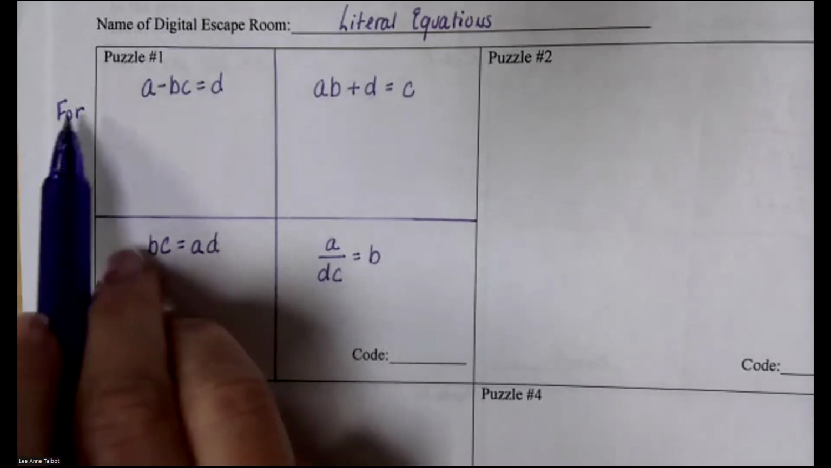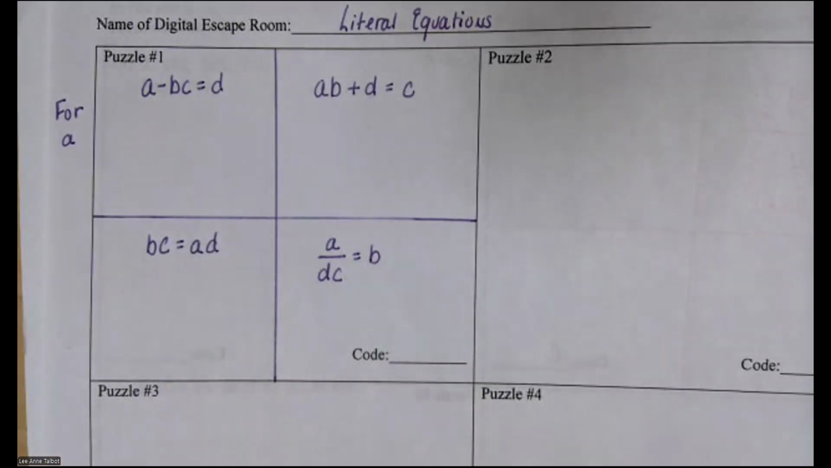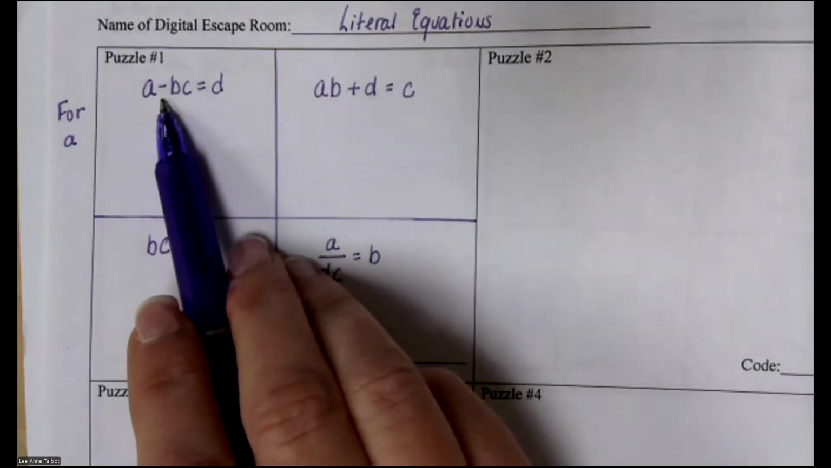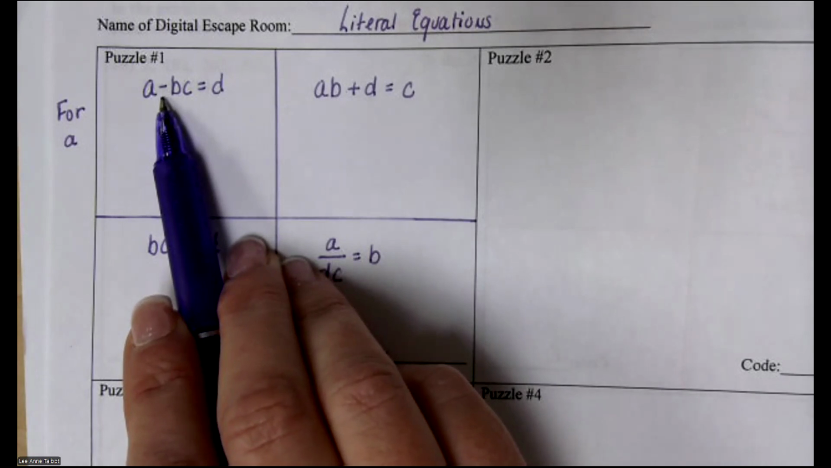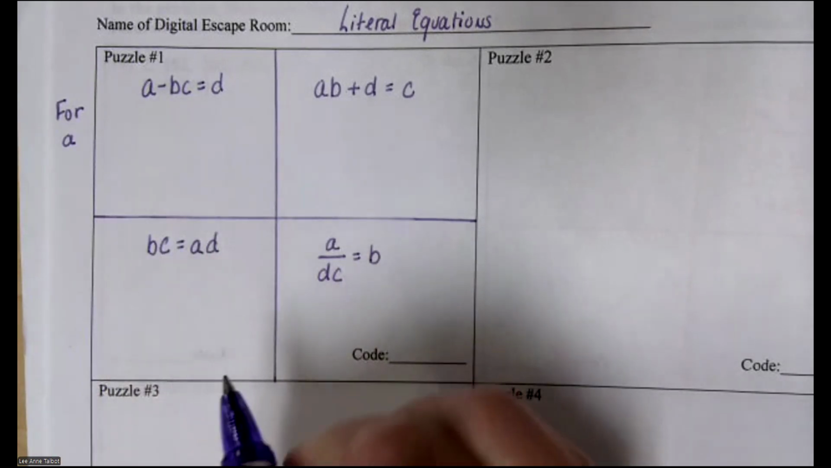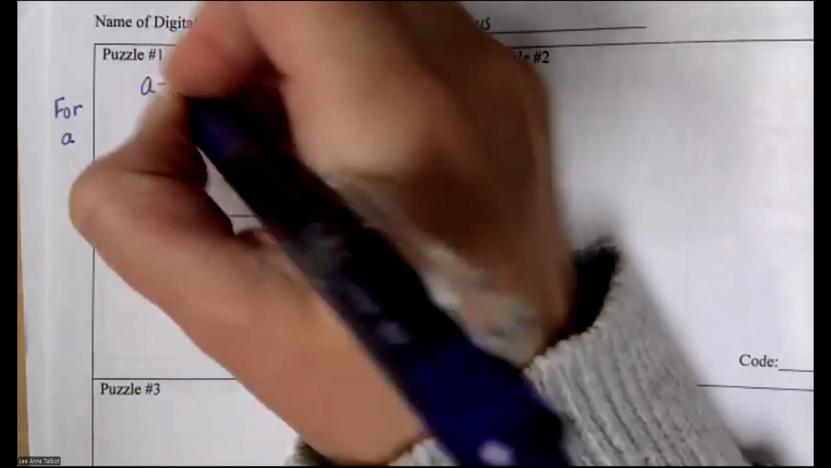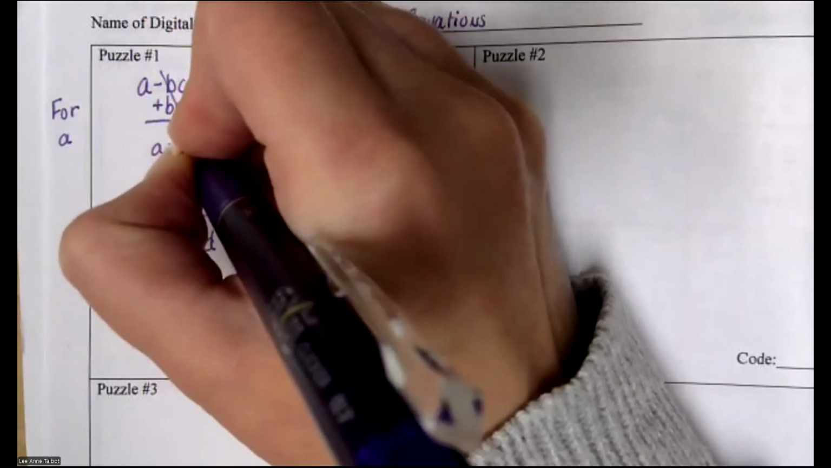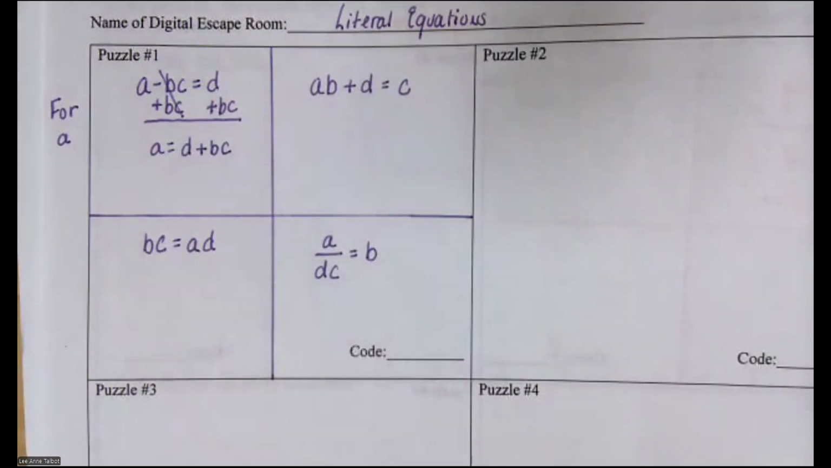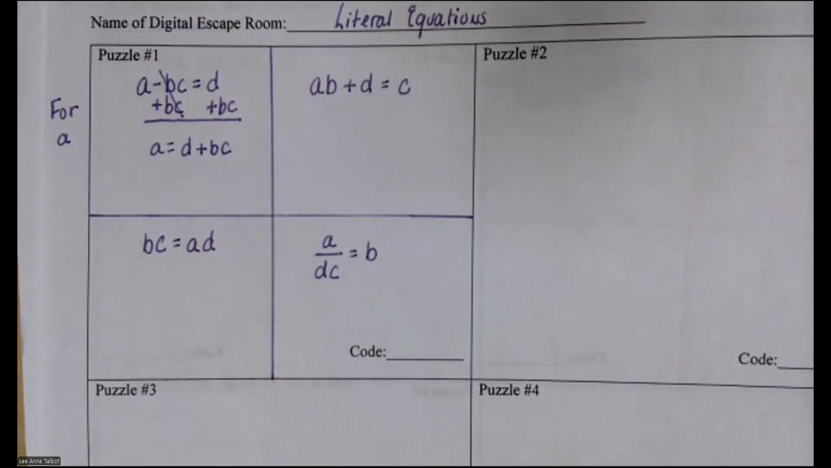Okay, and notice over here in the margin, I wrote for A. All 4 of these, the directions say to solve for A. So A is what we're looking to get by itself. Okay, these are not supposed to be super challenging because it's puzzle 1. So what operation is this? Subtraction. How do you undo subtraction? Addition. That's it. Like, don't overthink it. Once A is by itself, you're done.